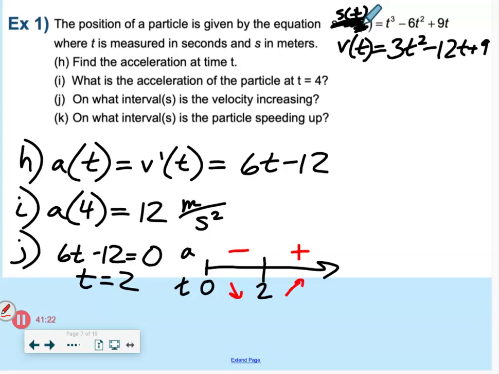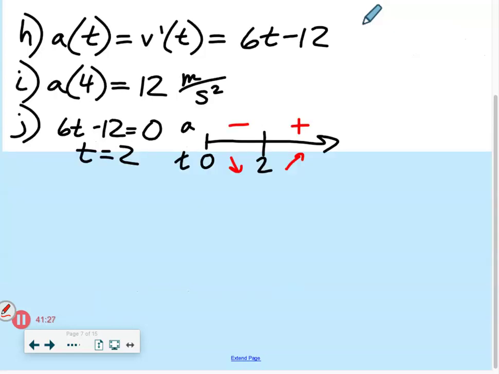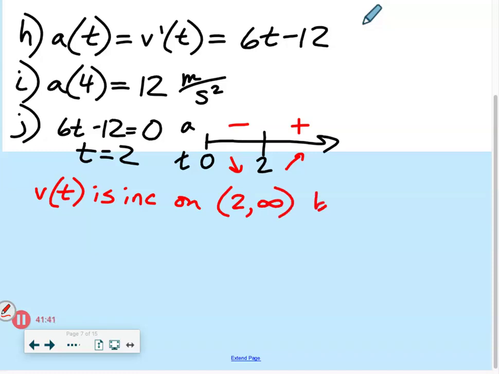We are asked, when is the velocity increasing? Let's write our answer with a sentence. So v of t is increasing on the interval. What would the interval be? 2 to infinity. All right. It's on 2 to infinity because how did we know the velocity was increasing there? A of t was positive on that interval.